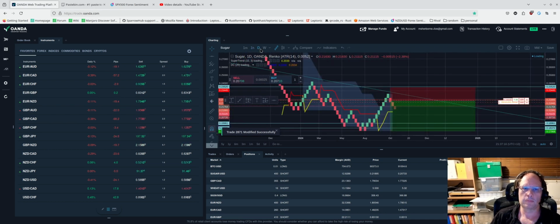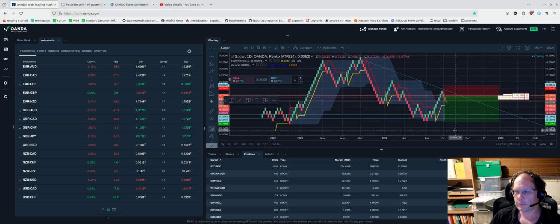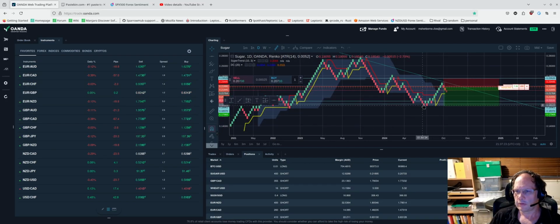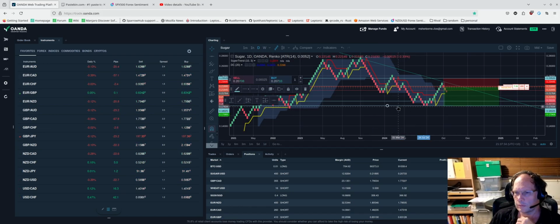Although I'm aiming, my take profit is, where's my take profit? I don't even have a take profit. Take profit is at a previous low. I should add that in. Just take a measurement here and copy that.